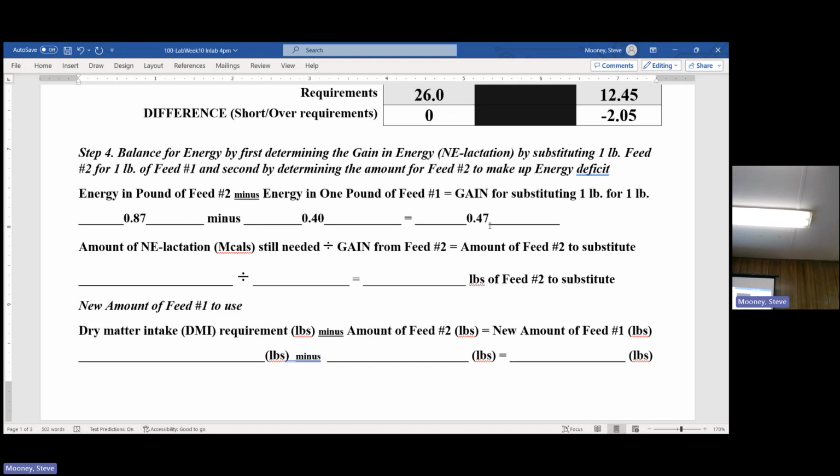If I take a pound of grass out, dry matter, I'm going to pull out 0.4. I shove in that cracked corn, I'm going to put back 0.87. So every time I make that swap, 0.47 megacalories are added to the pile.